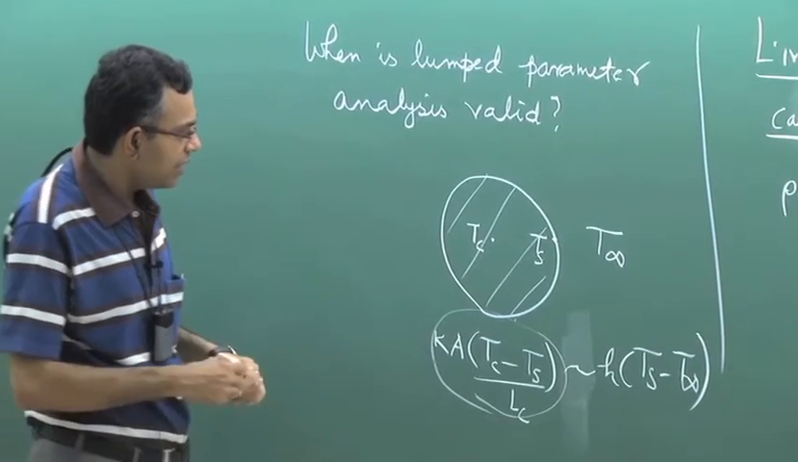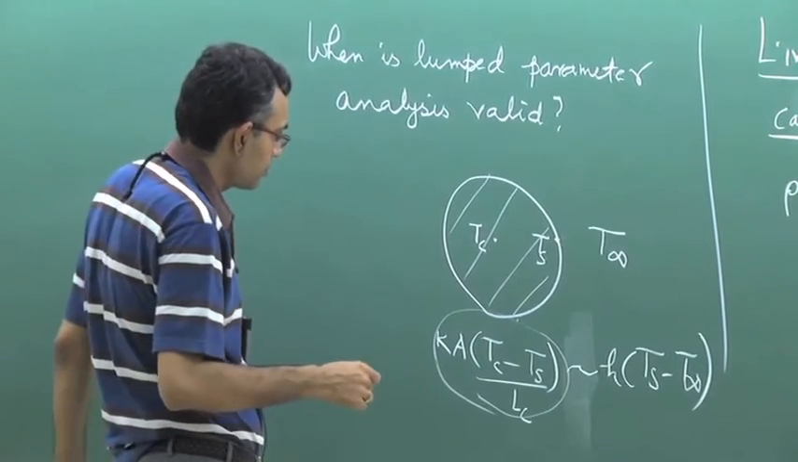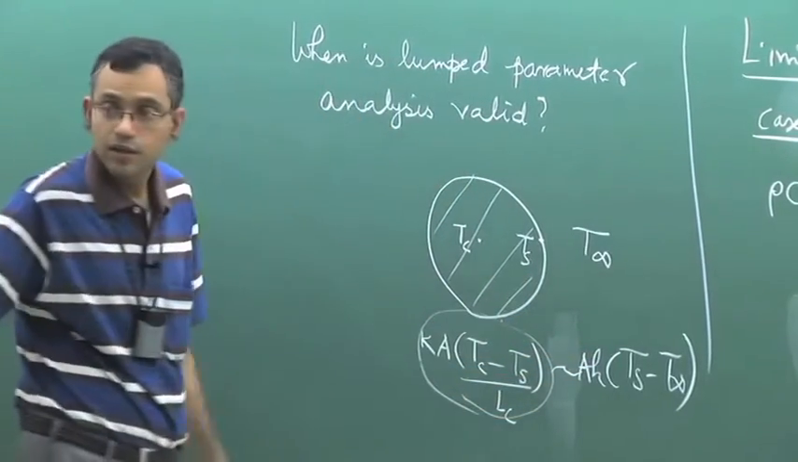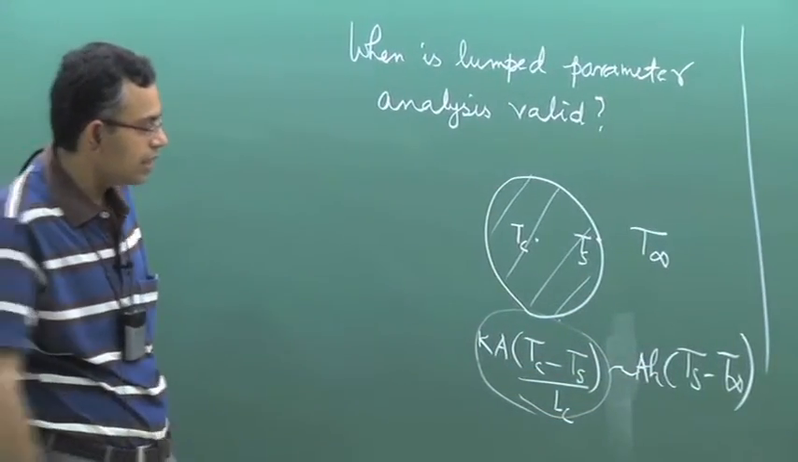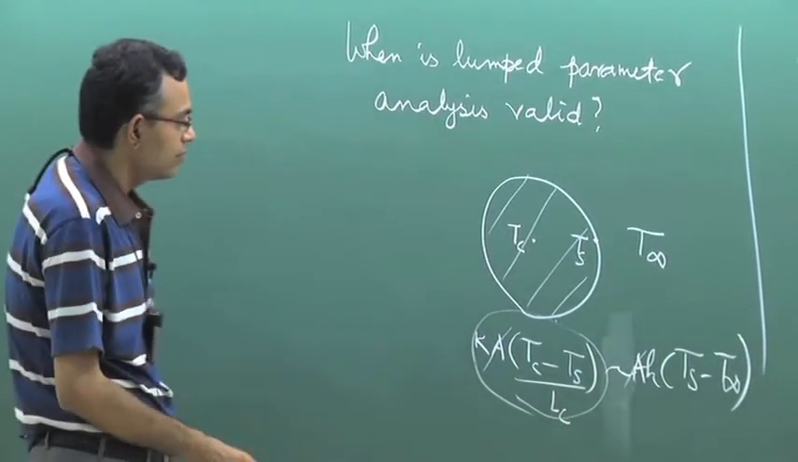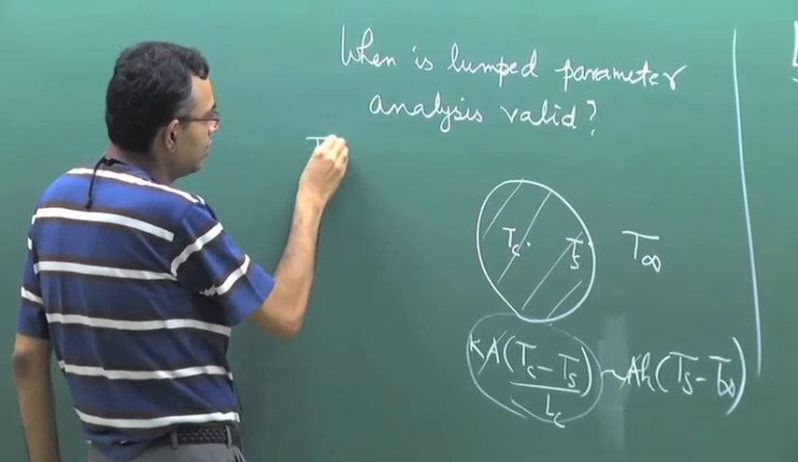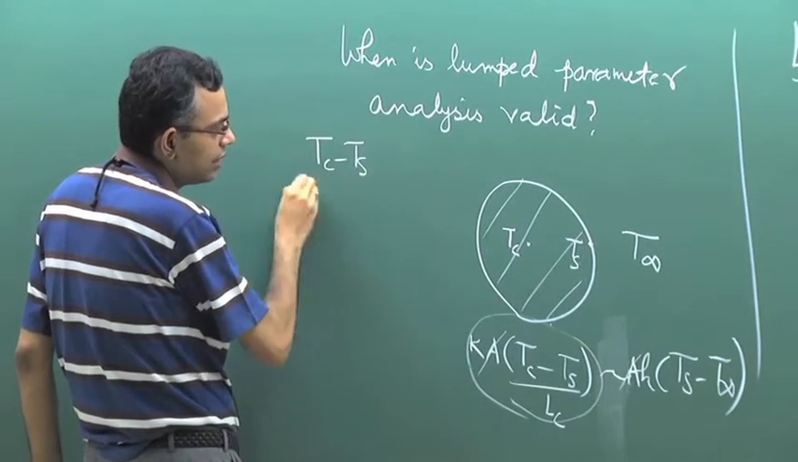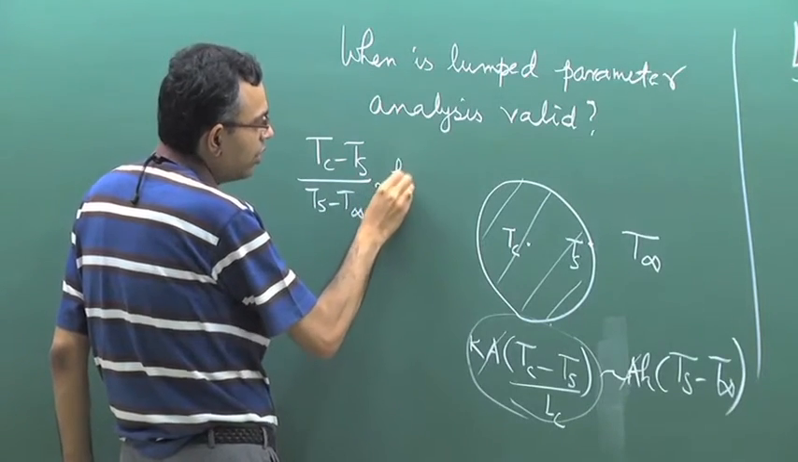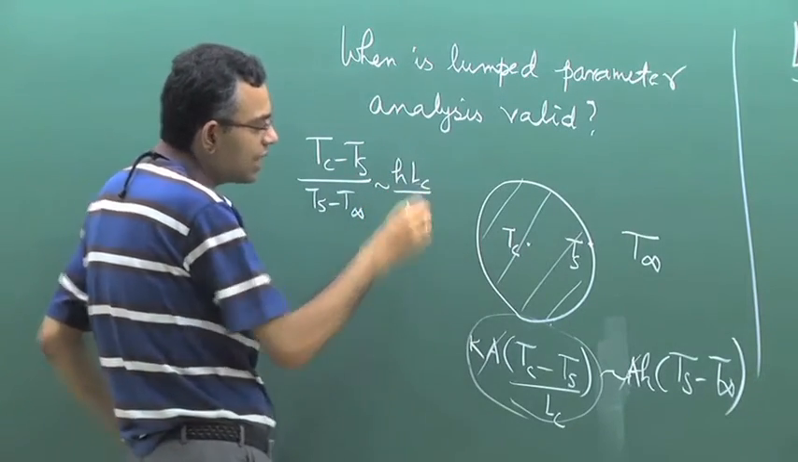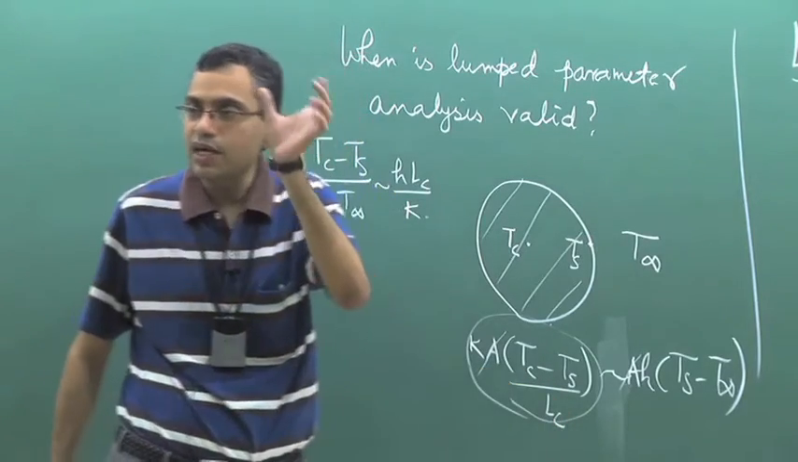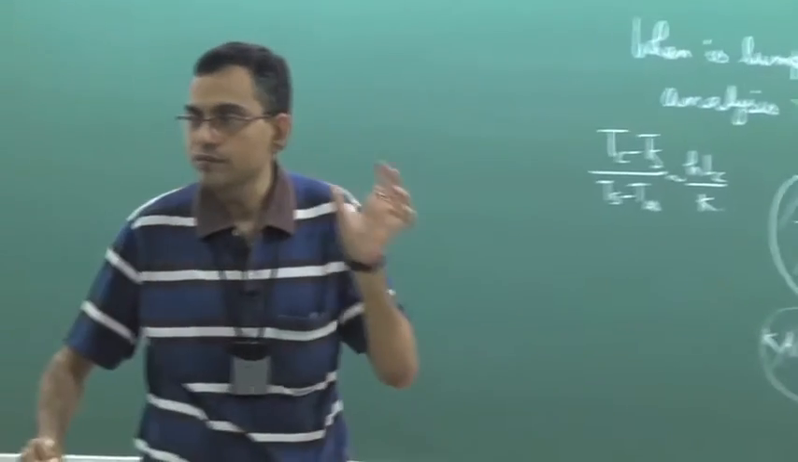So you can write, there will be A here, right, A into h into Ts minus T infinity. So this A will get cancelled from both sides and you will get Tc minus Ts divided by Ts minus T infinity is of the order of h Lc by k. What is this Lc? We have not discussed what this Lc is. This is called the characteristic length scale of the body.